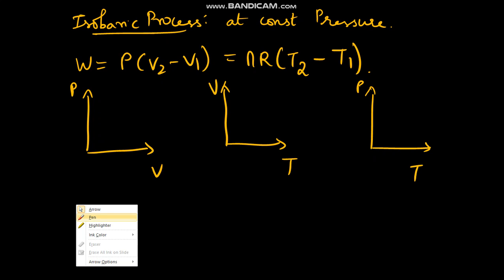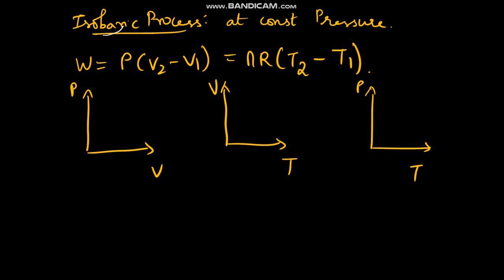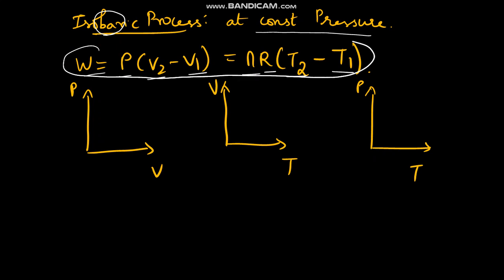Now let us see the isobaric process, bar, which is pressure. The process which occurs at constant pressure is known as the isobaric process. Work done is pressure into V2 minus V1, that is equal to nR into T2 minus T1. This everyone knows. Work done in the isochoric process is 0 because there is no change in volume. For an isobaric process, this is the work done.